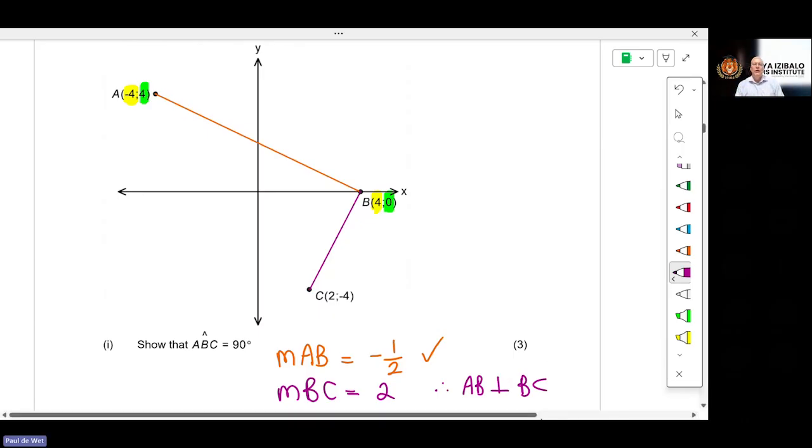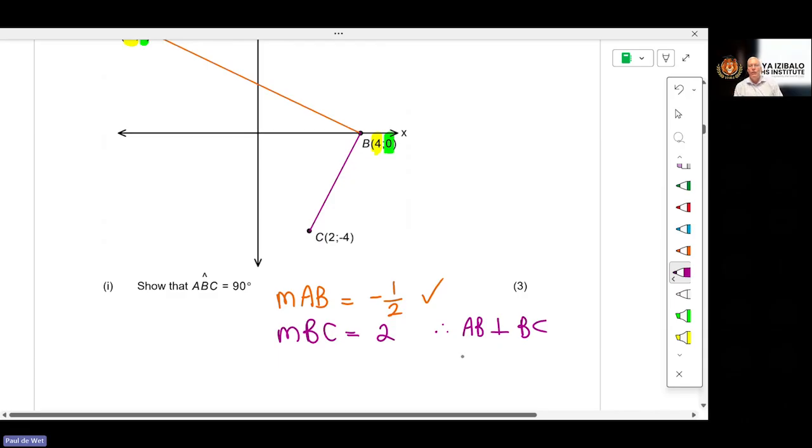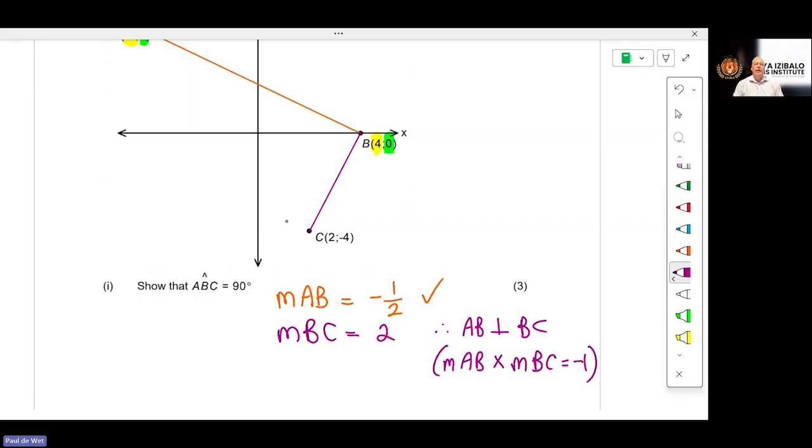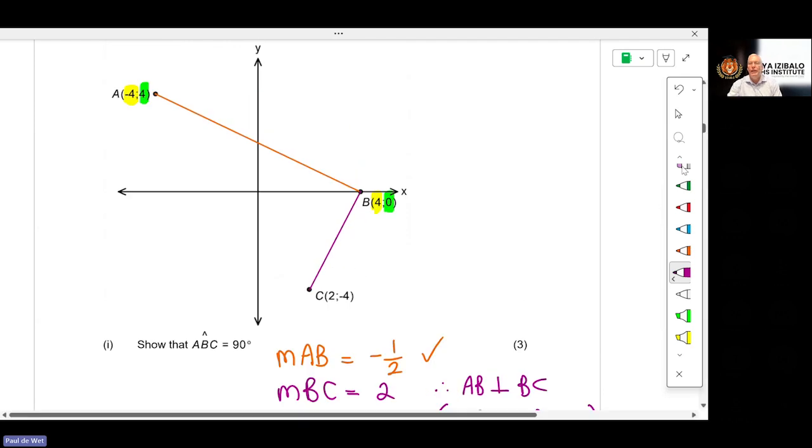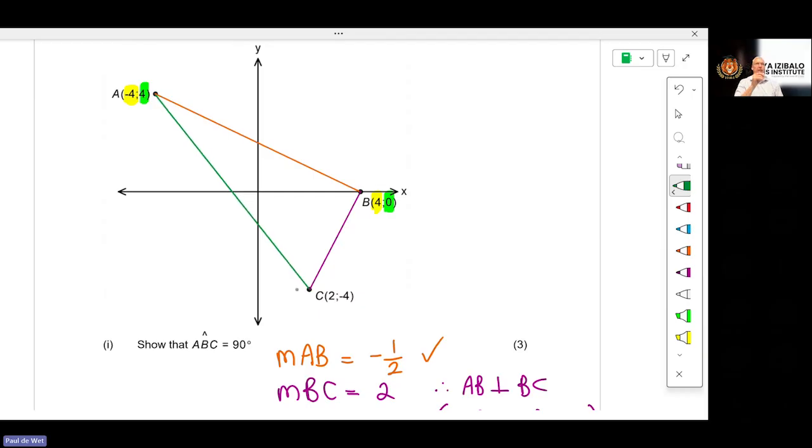Okay, all right. So we just need a reason here. The reason is that the gradient of AB times the gradient of BC is -1. Can anybody tell me, is there another way that we could prove a right angle here without using gradients? Is there another way? Yes, up at the back, yeah.